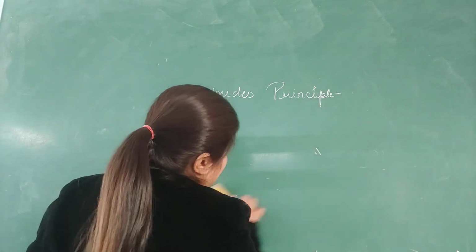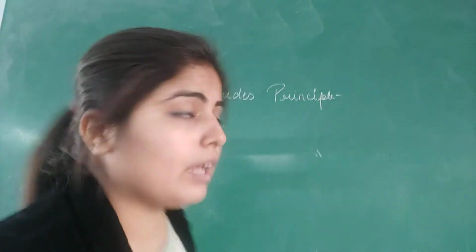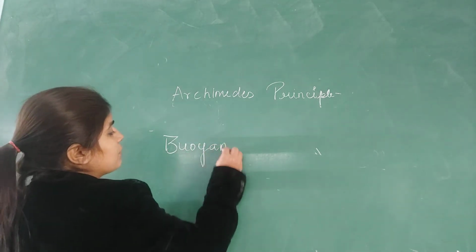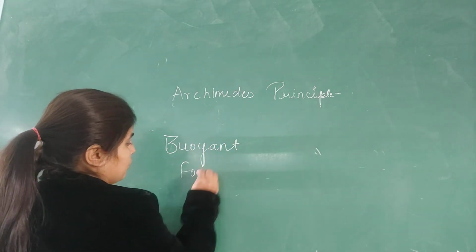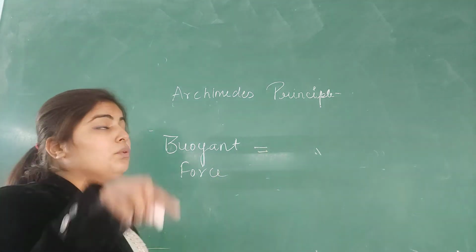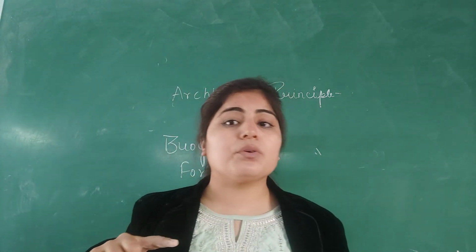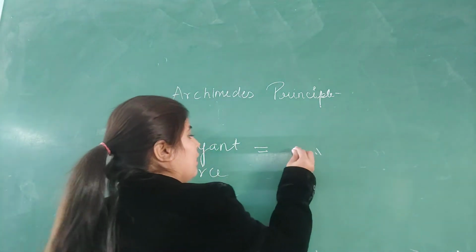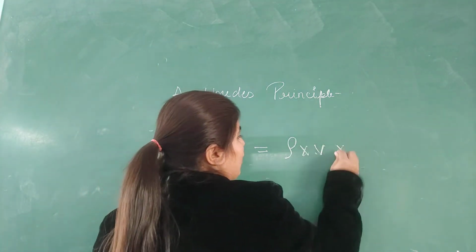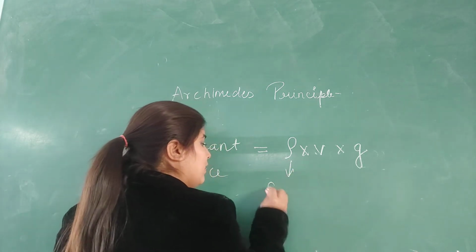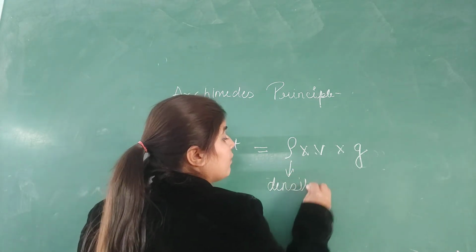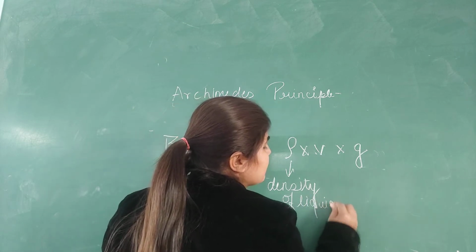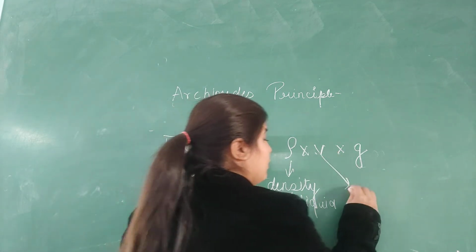We have already derived the formula for calculating the buoyant force. What was it? Buoyant force was equal to V into rho into g, because mass into gravity, and mass equals density into volume, so it will be rho into V into g. Here rho is the density of what? Density of liquid. V is volume of object.